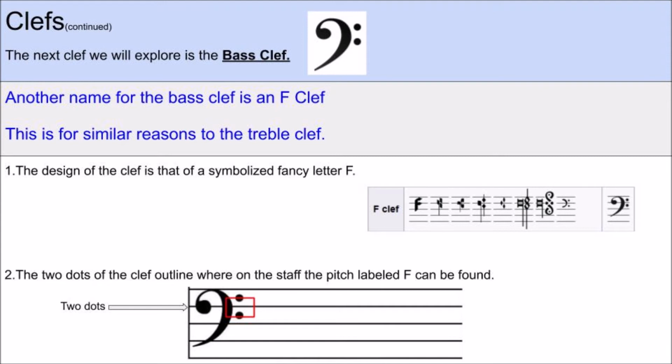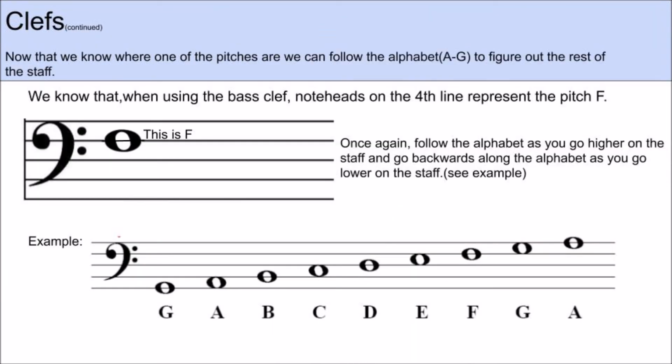The two dots on the clef outline where on the staff the pitch labeled F can be found. Or if you would prefer, you can look at where the swirl starts on the bass clef, which also starts on the pitch F, which is the fourth line of the staff. Now that we know where one of the pitches are on this staff, we can construct the rest of it similarly to how we did with the treble clef.